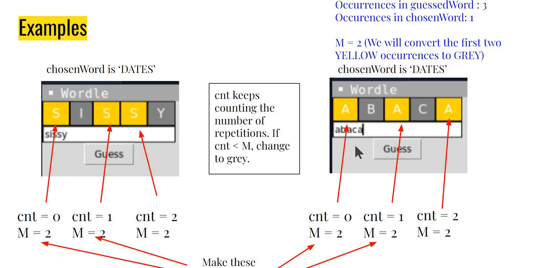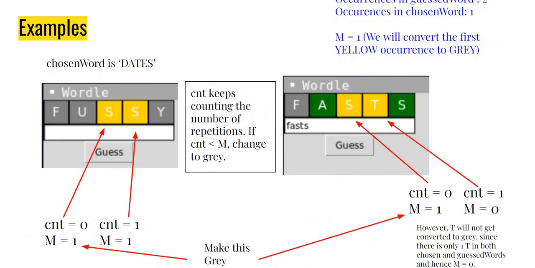Let's take one more example because that will lead us to the problem that I was saying earlier. Now, look at this. Again, the word is dates. I choose fussy. Count is 0, count is 1. Count is less than 1 for this case. So I go and change this to gray. I end up with just one S, which is yellow, which is perfectly fine because again, M was 1 over here, right? There were two, say the guessed word, 1 in the chosen word. We're talking of S here. M was 1 and hence I just basically converted the first one to gray.